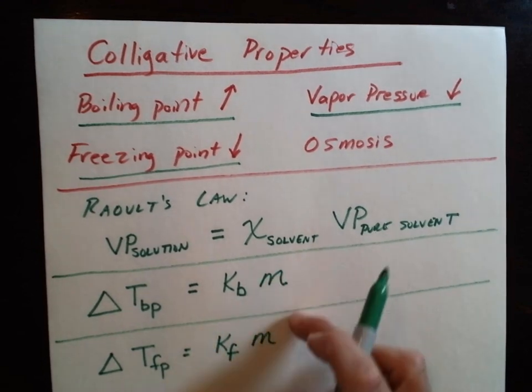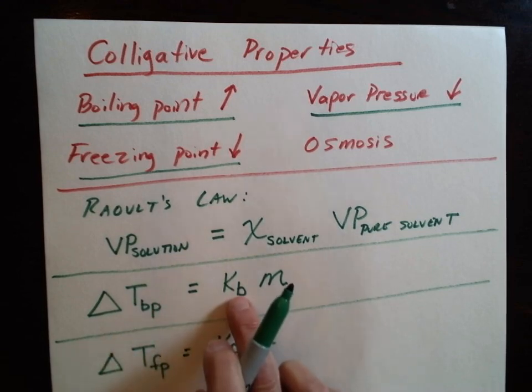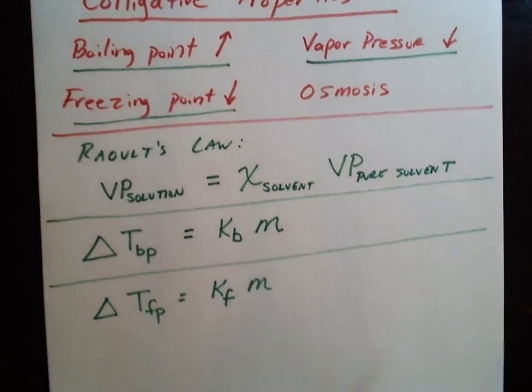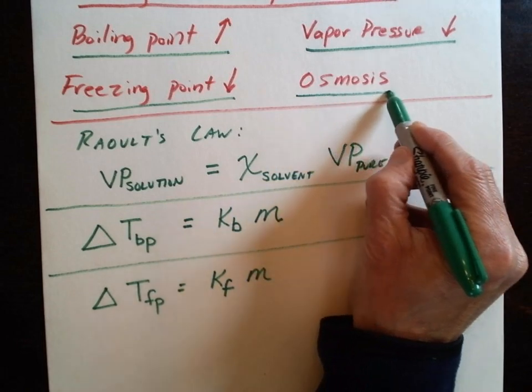These look identical except for the subscripts, but we should recognize that with freezing point depression, this constant here is negative, and this negative tells us that the freezing temperature will drop. In the case of the boiling point, this is a positive constant, which tells us that the boiling point is going to increase. And finally, we'll look at osmosis.